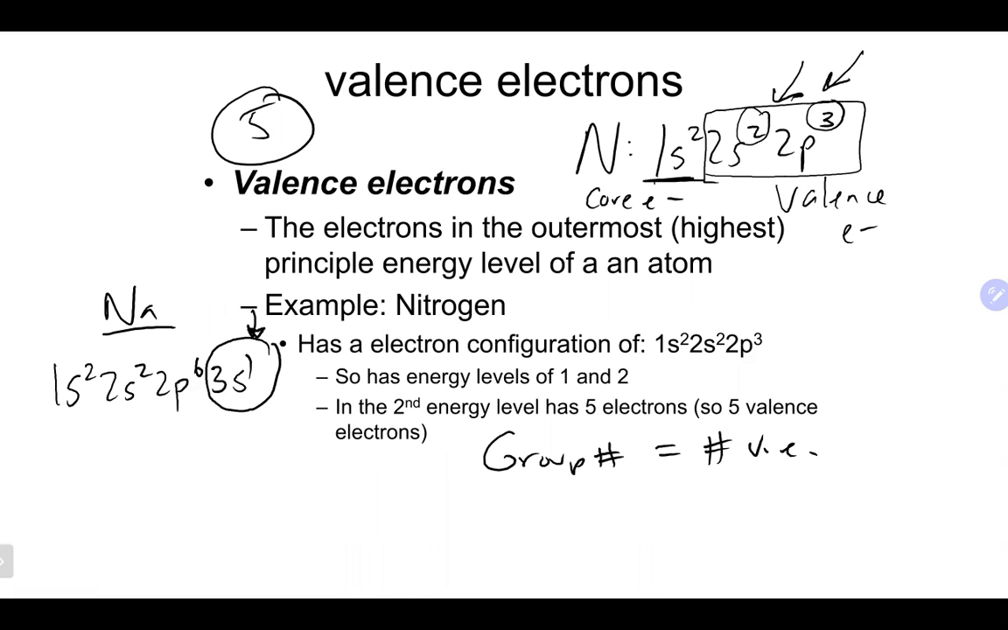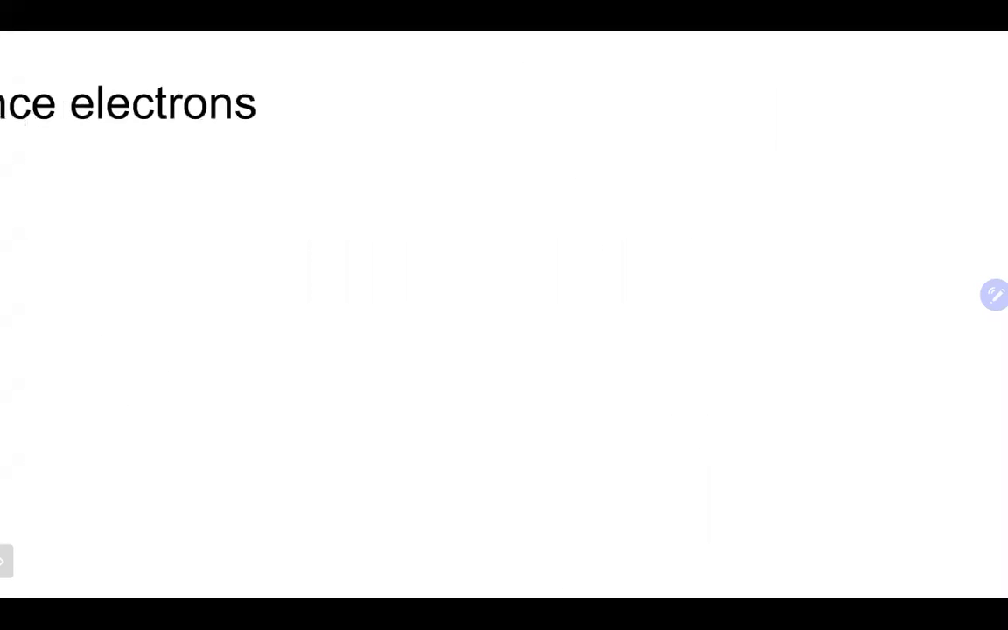But some people will say they could have more than 2 because it goes from the S and then can dig into the D. The good news is we're never going to really deal with valence electrons in transition metals, so you don't have to worry too much about that. Any questions on that?